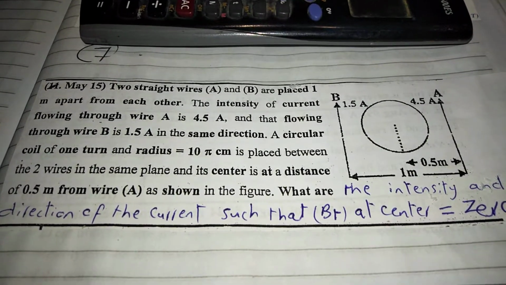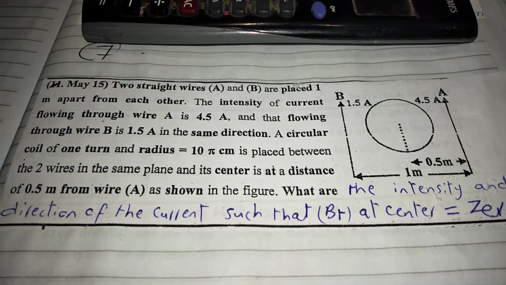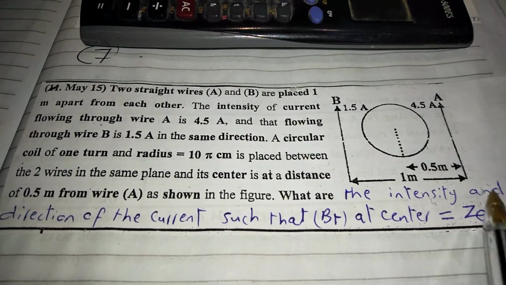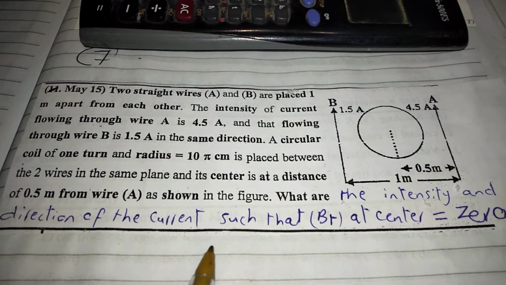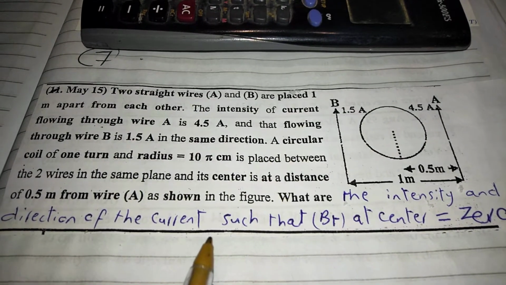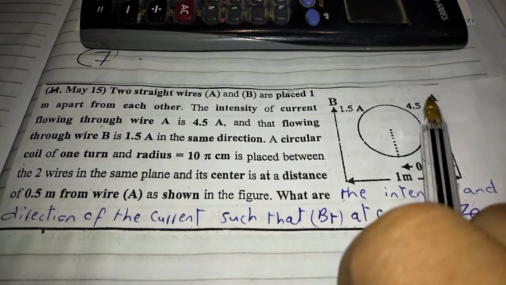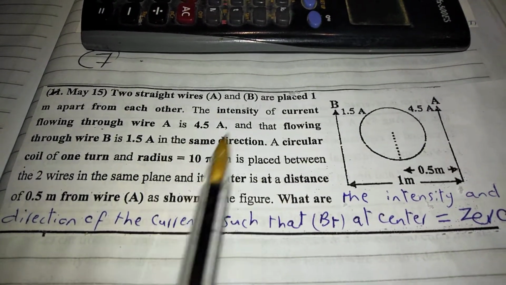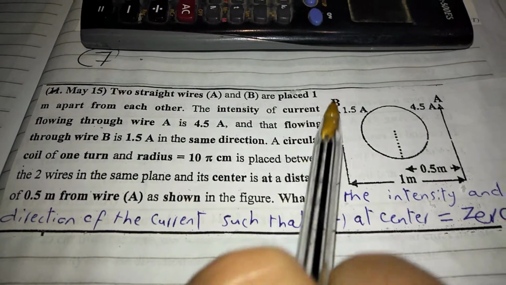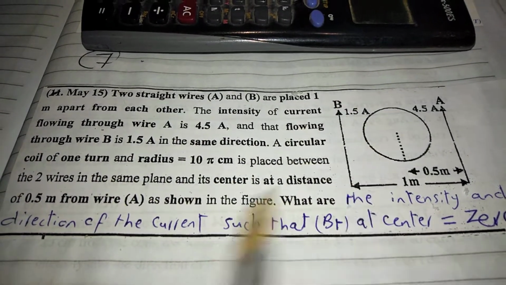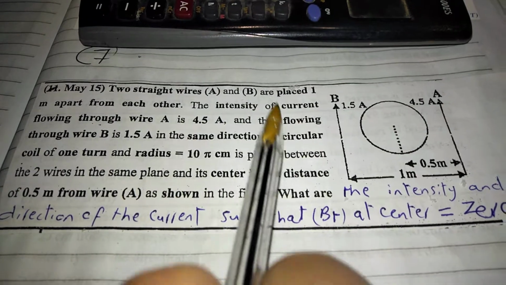Two straight wires A and B are placed 1 meter apart from each other. The intensity of current flowing through A is 4.5 ampere, and that flowing through B is 1.5 ampere in the same direction.